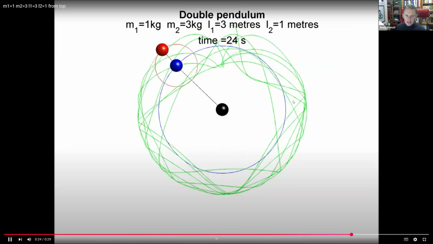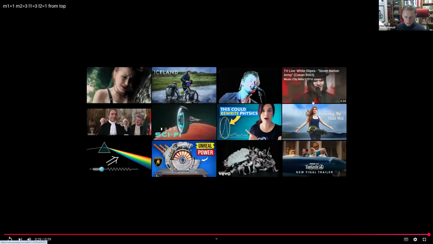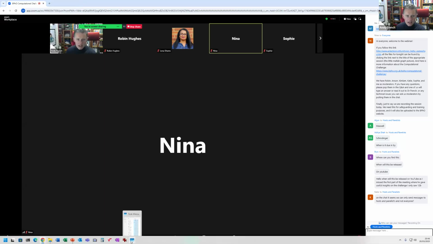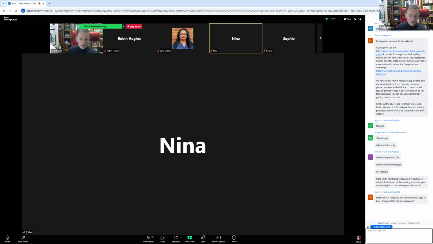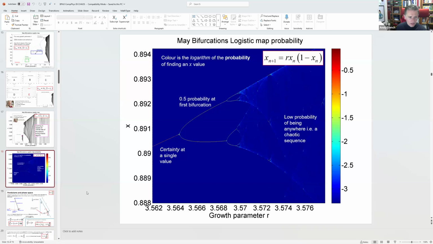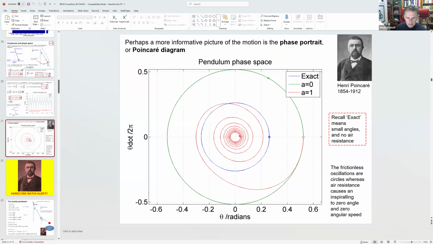What do you plot? And Henri Poincaré basically says the time history, a bit like the maze situation, is not what you want. What you want is a phase plot. So rather than plotting versus time, you might plot the angular speed versus the angle. So if I skip ahead to where that is, here we go. This is what we call a phase portrait.